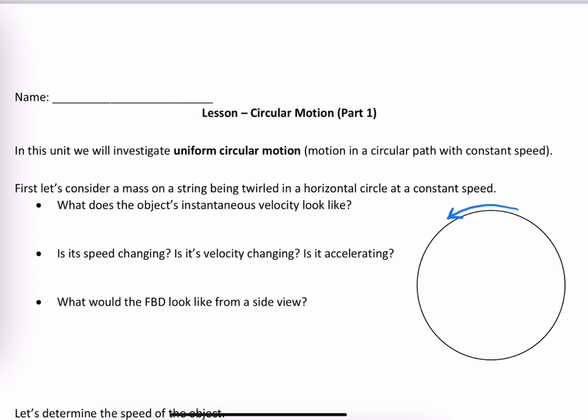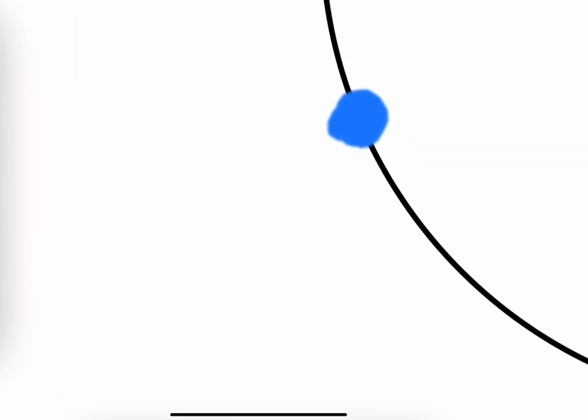And the first thing I want to ask is, what does the object's instantaneous velocity look like? That means let's consider one instant, one moment in time. Let's say, for example, when the object is here. And we want to think about what its velocity looks like at that point, at that moment. Well, one way to think about its velocity at this point is to think, where's the next place it needs to be? And if we zoom in, we see that right after this point, the next place it needs to be is right there.